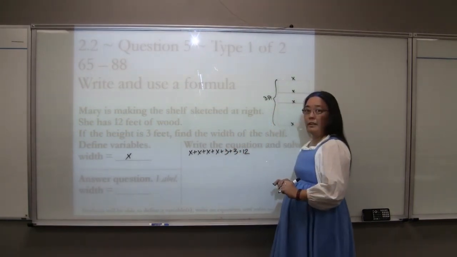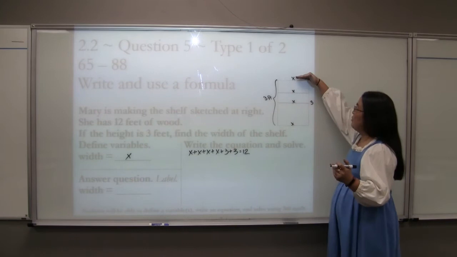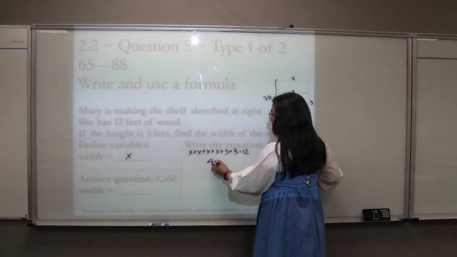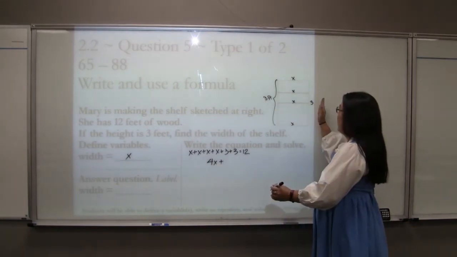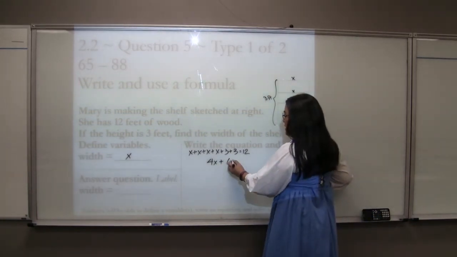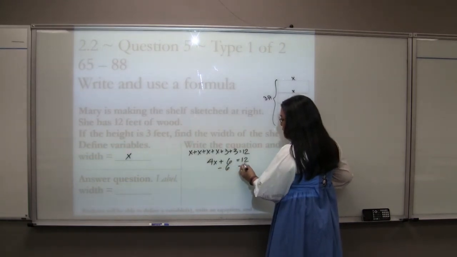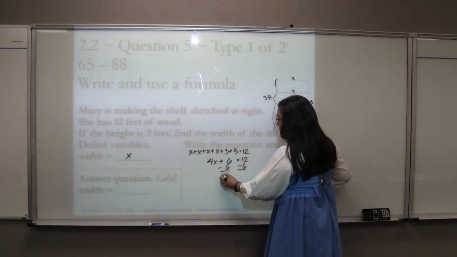That is perfectly fine. Or you could combine like terms and have 1, 2, 3, 4X plus 3 on the left plus 3 on the right gives you 6 equals 12. And we're going to solve our algebra equation by showing work on both sides, which is very important.